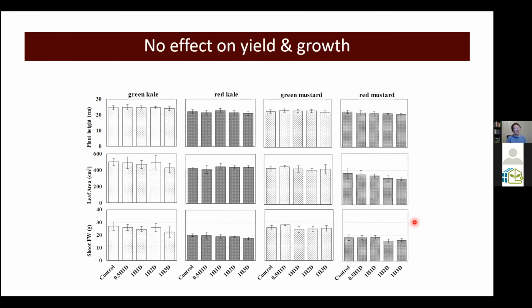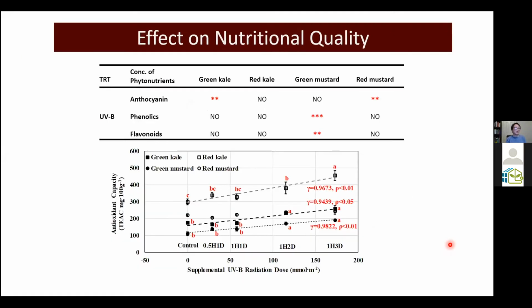And then we see the results: we didn't see any effect on the height or leaf area or the yield in all the species, regardless of cultivar or species. So that's good, at least not a reduction. And then the downside of that change is that the beneficial effect on the nutritional quality is also reduced.